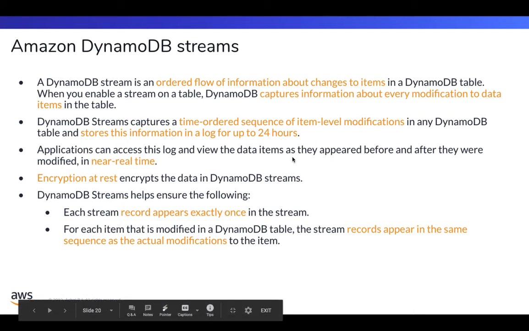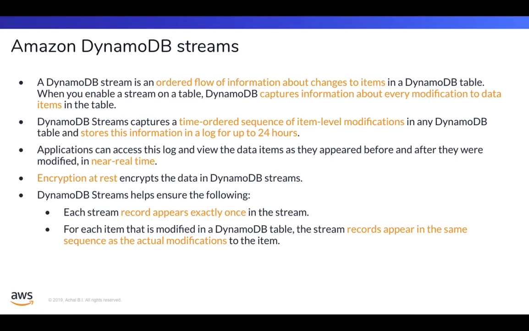and the application can access these logs in near real time. They are encrypted at rest, and streams help ensure that records appear exactly once in the stream, and records appear in the same sequence as the actual modification to the item.